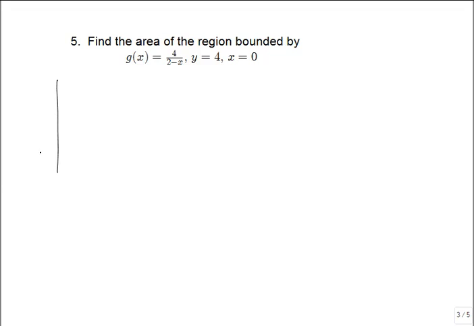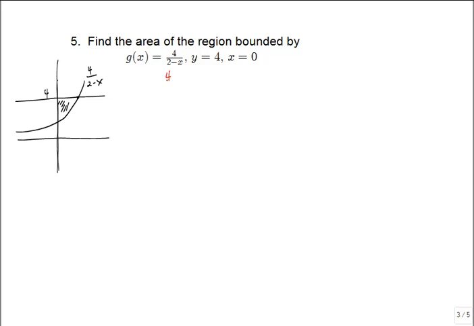So my region is looking something like this, right here. This is at a height of 4, and then this is that curve 4 over 2 minus x. If I wanted to find some intersection points, like right here, we would want to take our two curves, 4 over 2 minus x and y equals 4, and find out where those two curves intersect.